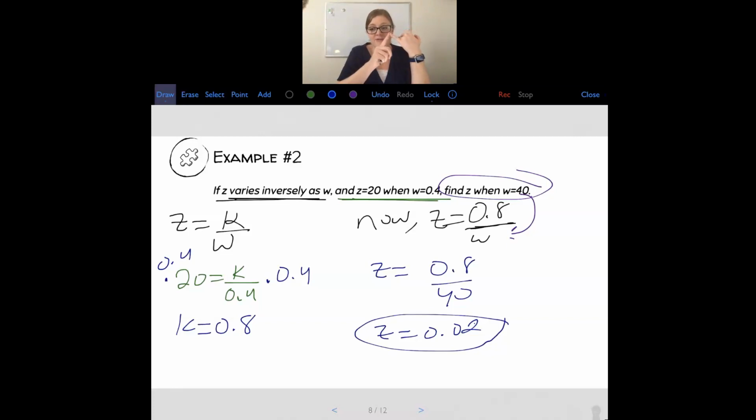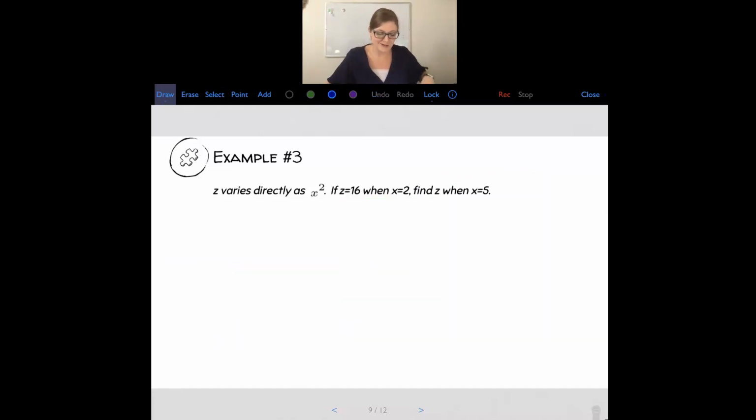So as you can see, we have to identify direct or inverse variation. We use a piece of information to find the constant. So we usually need to be given the values of the two variables. And then we can use the constant of variation plus the value of one of the variables to solve for the unknown.